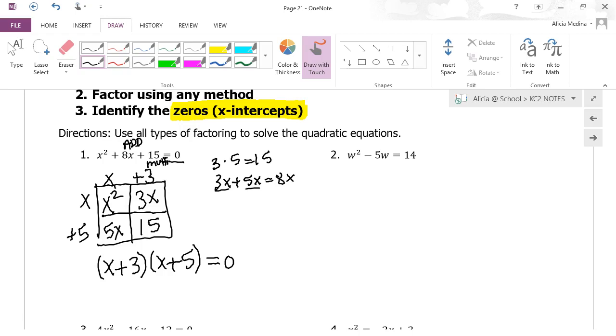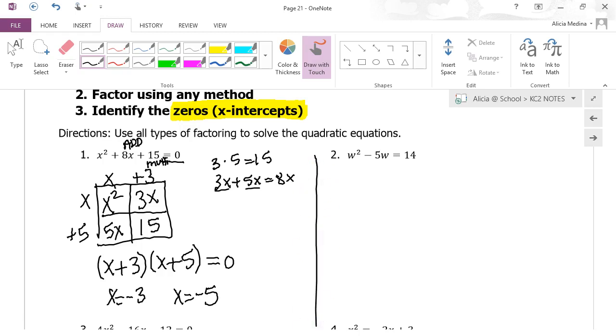Now I want to find my x-intercepts, just what we did up in the top. This means x is going to equal a negative 3, and this means x is going to equal a negative 5. Each of those set equal to 0. Basically, just take the opposites of each. All right, let's give it a try on the next example.